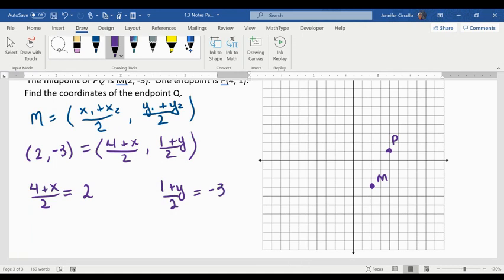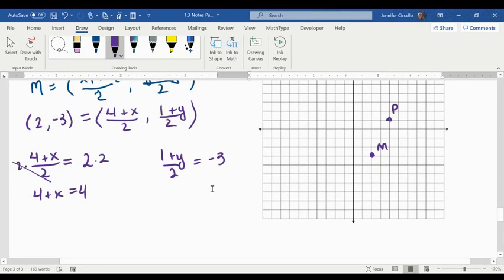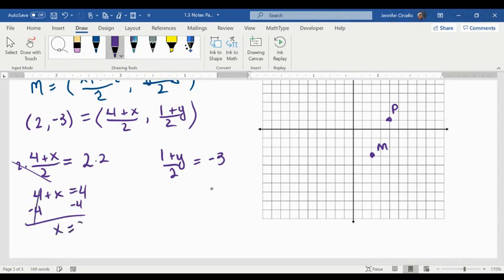Okay, so to solve both of the equations, they have the same series of steps. You're going to multiply by 2 to get rid of the fraction because it's divided by 2 right now. That gives us 4 plus x equals 4. And then you would subtract 4. So those cancel out, x equals 0. And over here, multiply by 2. You get 1 plus y equals -6. Subtract your 1, and you get y is -7.